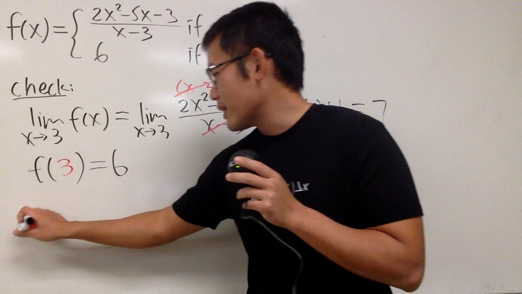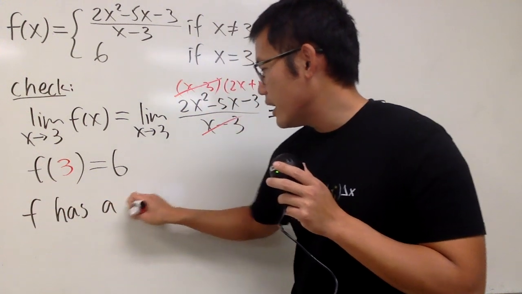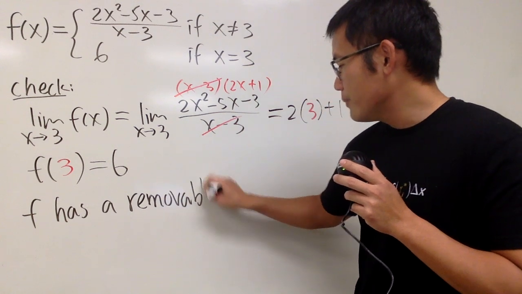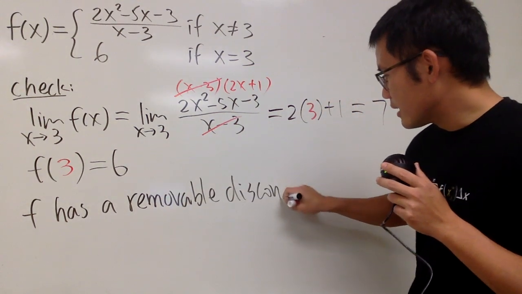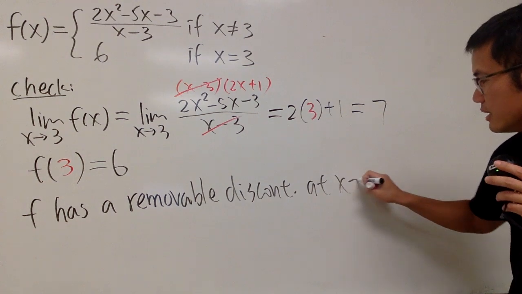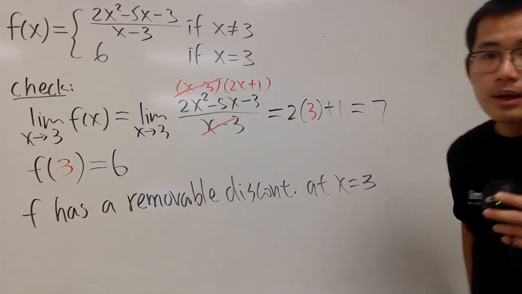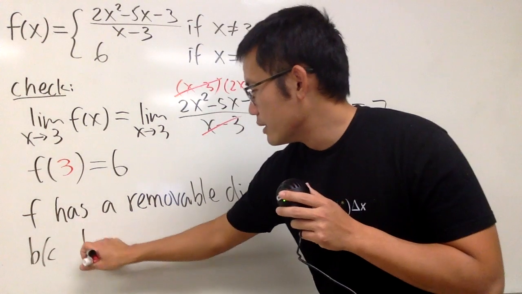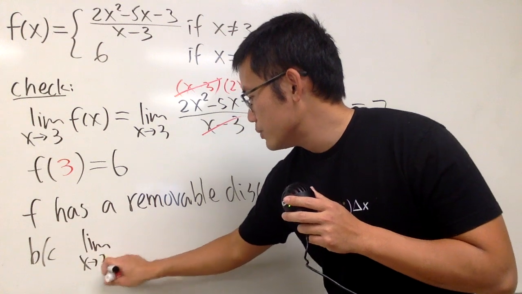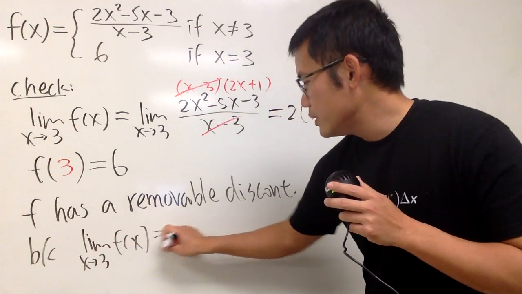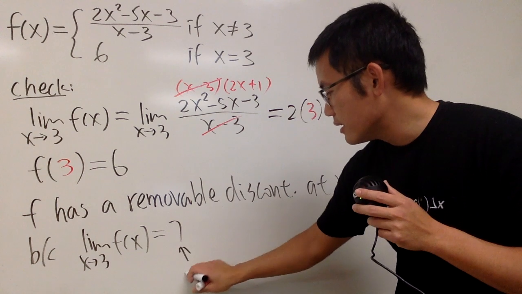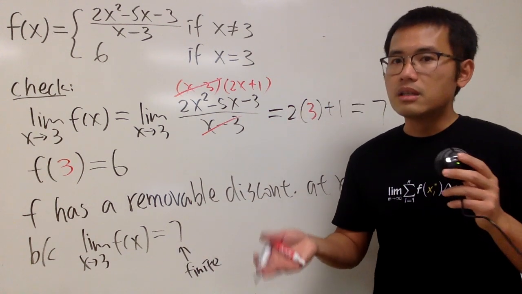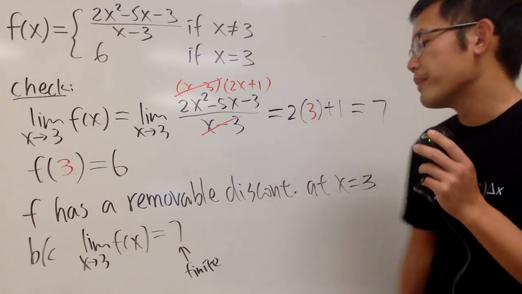So I'll just write this down here for you guys. f has a removable discontinuity at x equal to 3. Why? Because the limit of x approaching 3 of f of x, this right here is equal to 7, which is finite. And again, if you are ending up with negative infinity or positive infinity, let's consider a vertical asymptote. You will categorize it in that way.